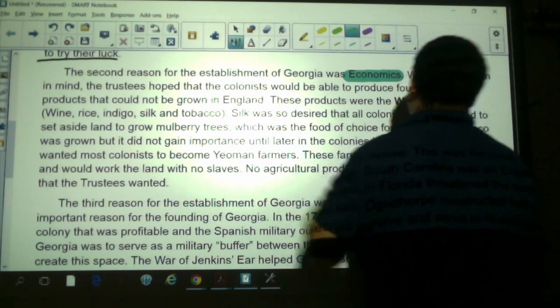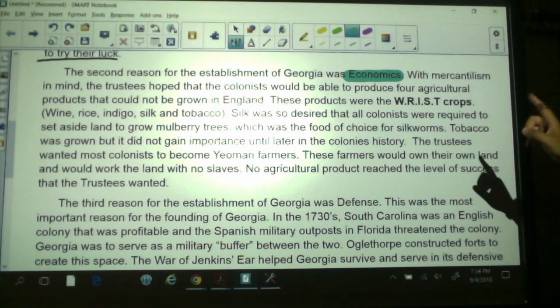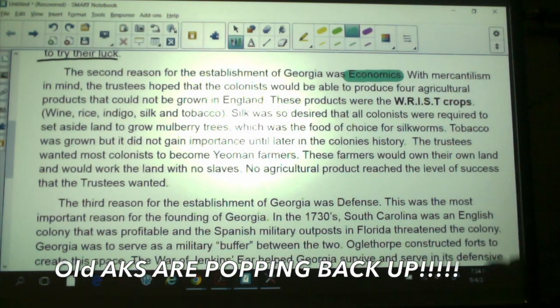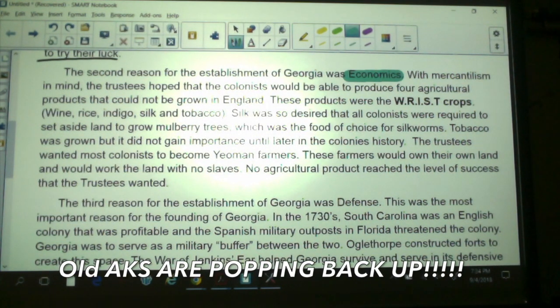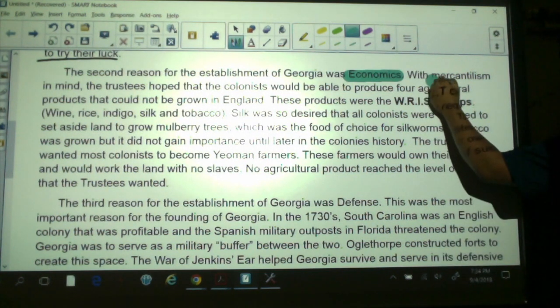Okay? It says with mercantilism. That word is not familiar. If we go back to our last AKS, what was the reason why the English came to the Americans in the first place? Okay, correct, for money. And how are they going to make money? How is their way of making money different from the Spanish? Correct, the Spanish came for gold, God, and glory. All right, the English came for mercantilism. So I'm going to go ahead and underline that.